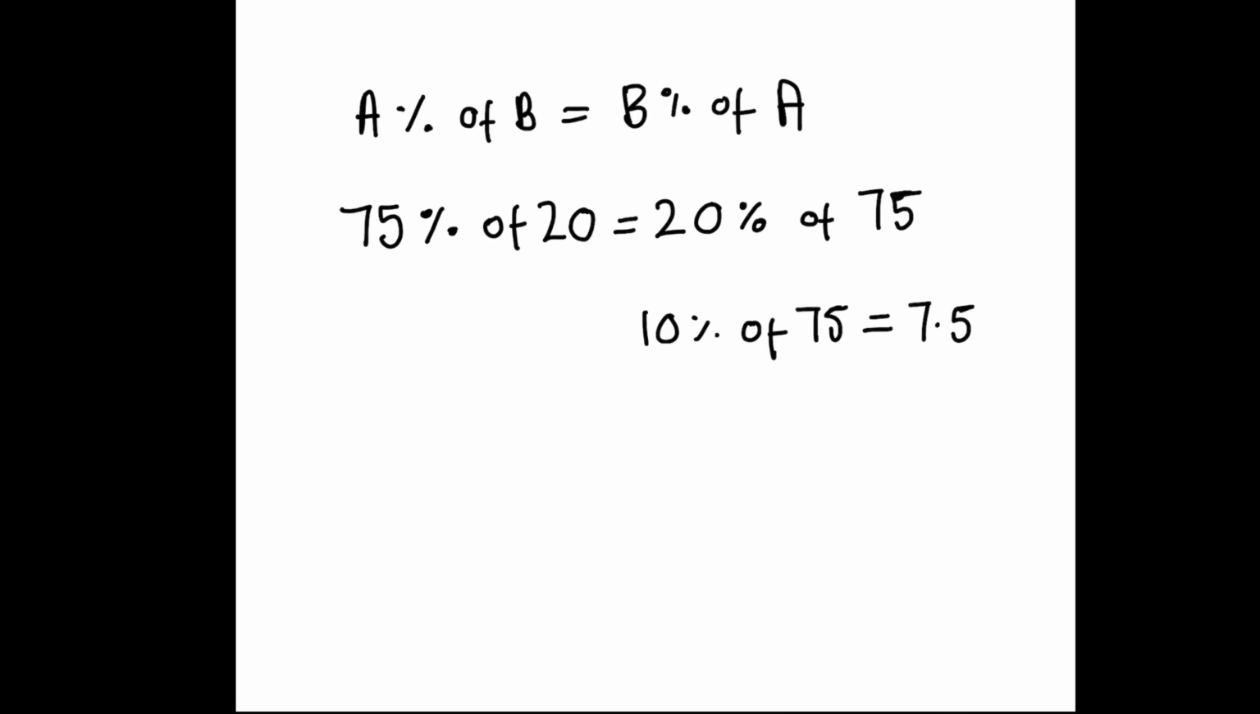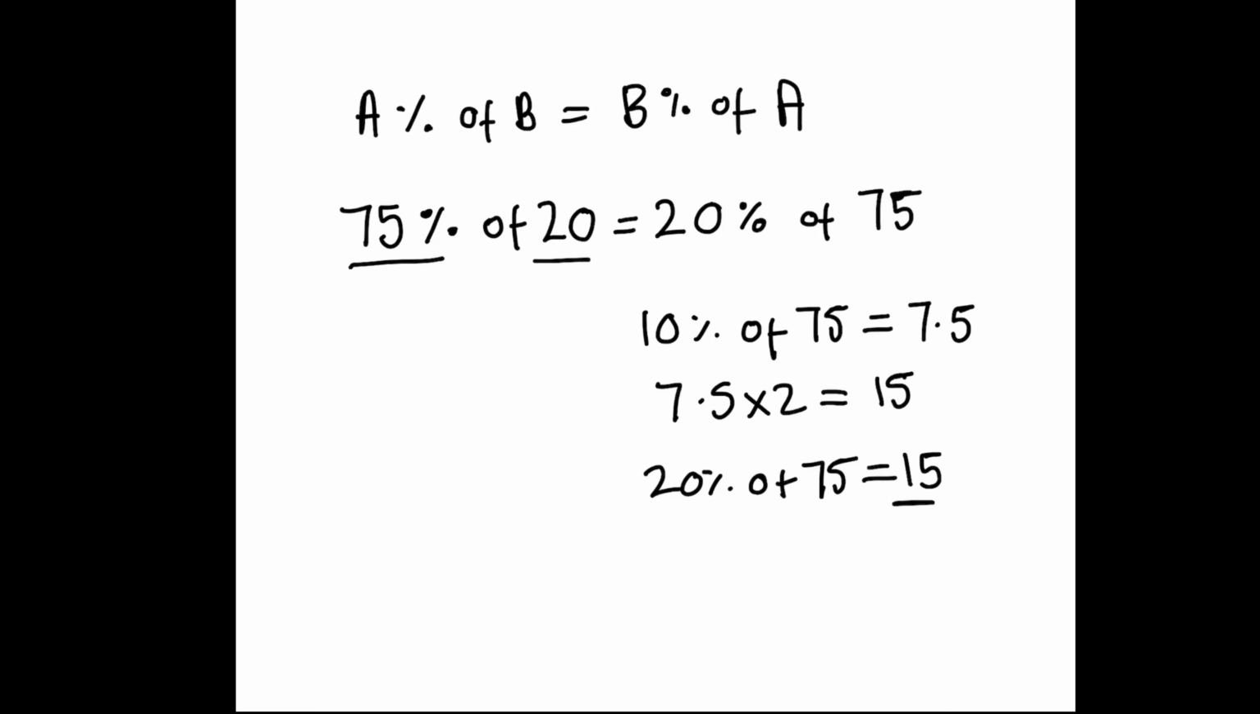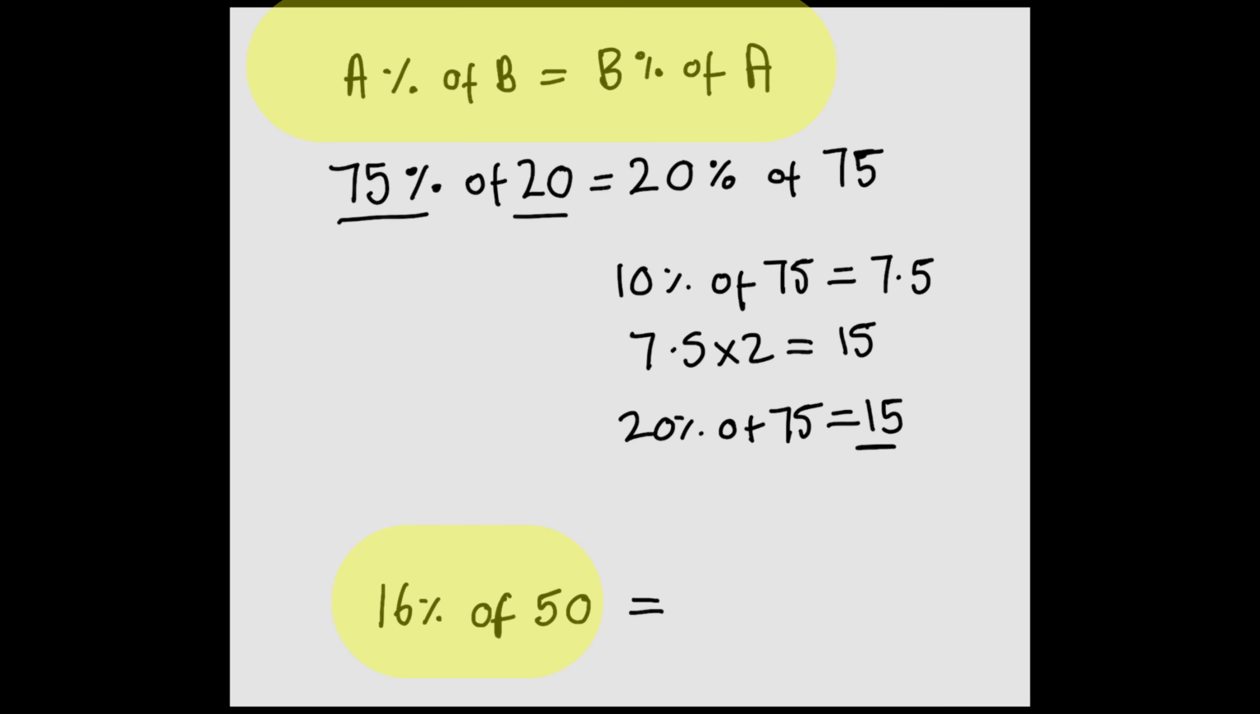So we know that 10% of 75 is 7.5, and to get 20% we just times this by 2, which is equal to 15. So 20% of 75 is equal to 15. And we know that 20% of 75 is equal to 75% of 20. So 75% of 20 is equal to 15. So well done.